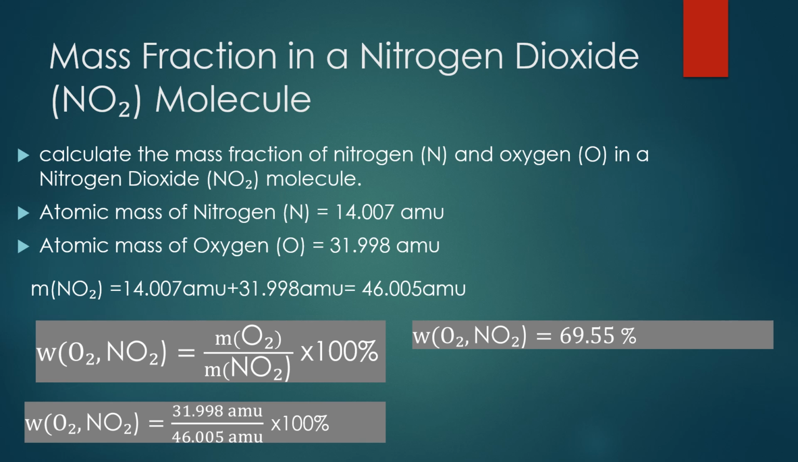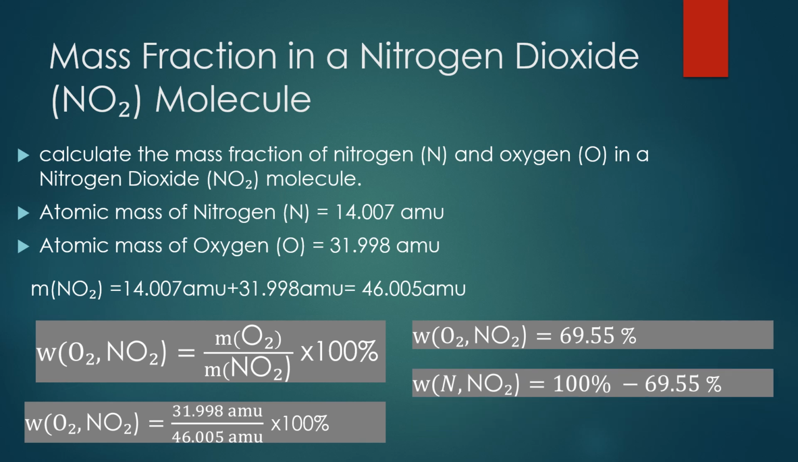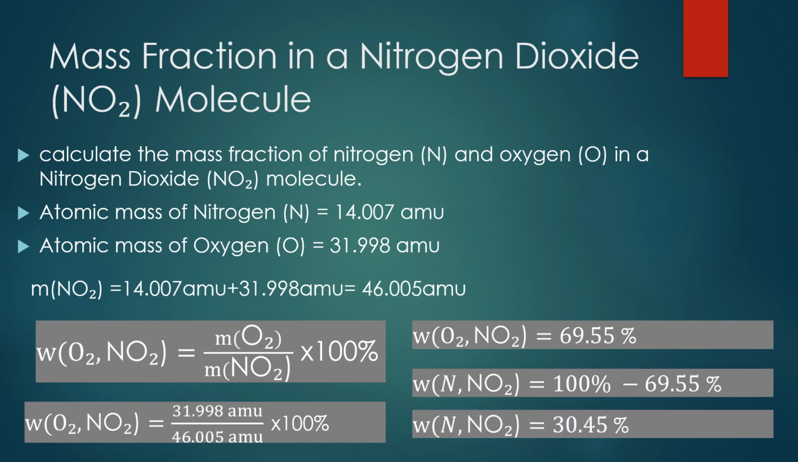Again, this molecule is made of two chemical elements, oxygen and nitrogen. For oxygen, we already have the mass fraction, and we know that the maximum percentage is 100. So in this task you need to calculate the mass fraction of nitrogen also. The simple way you can do it is 100% minus 69.55, and the number that you get is the mass fraction of nitrogen. In this case it is 30.45%. And this is the solved task.